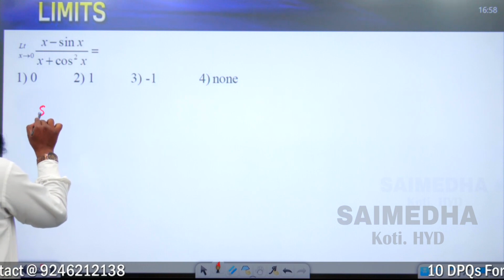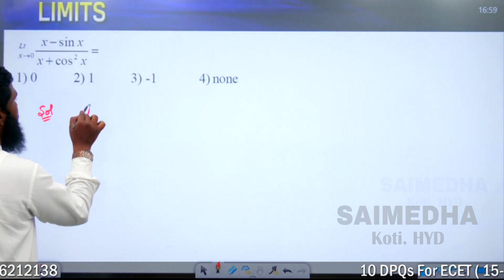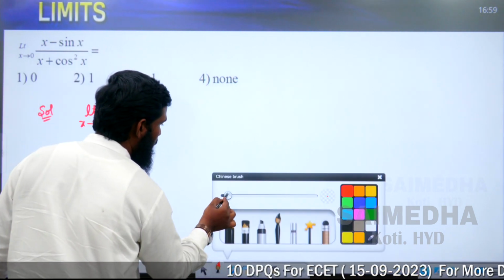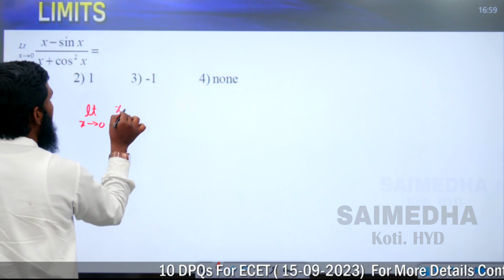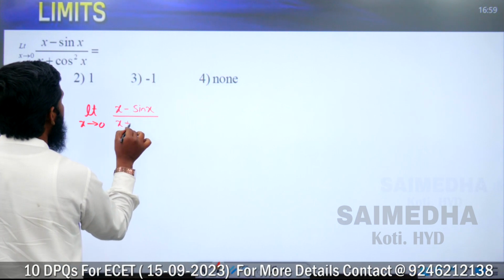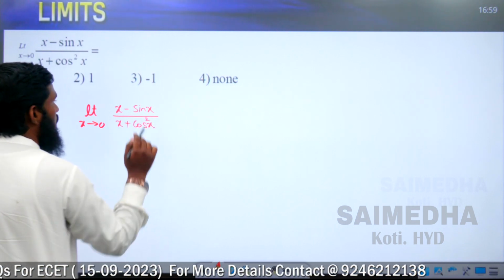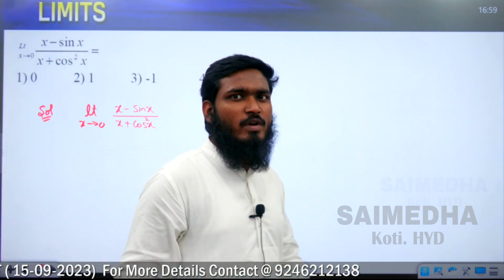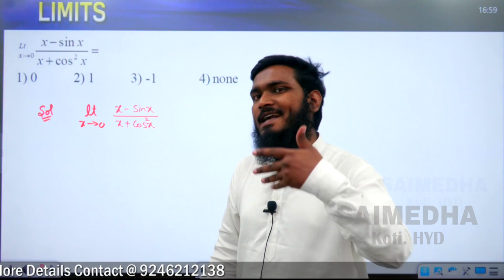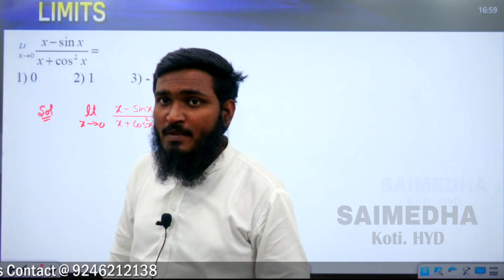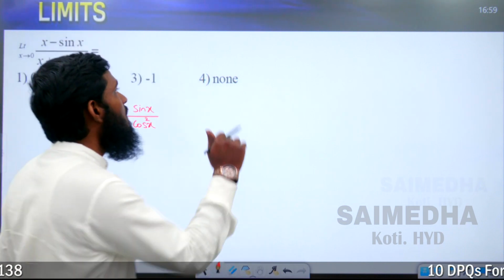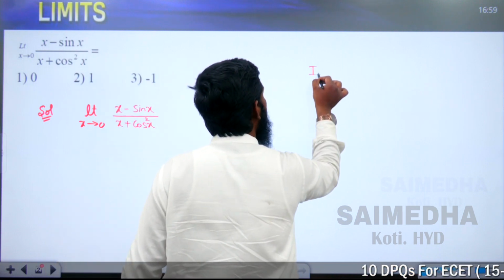The simple concept is this. We have taken limit x tends to 0, and the question is (x minus sin x) divided by (x plus cos square x). In this question, whatever the limit we are having, we directly substitute that limit. If you get some finite answer, that answer will be correct. If you get an indeterminate form, then what is it?